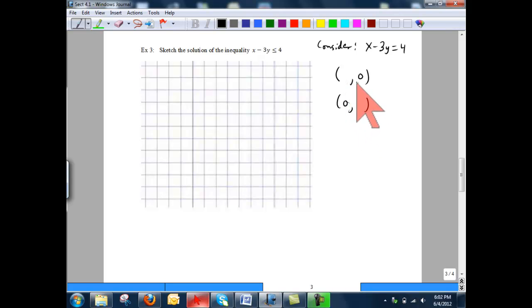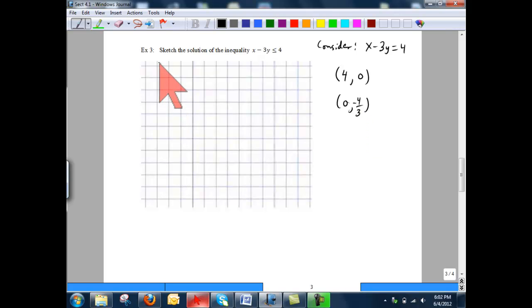For the x-intercept, y is 0. So if I come back here and set y equal to 0, I see that x is 4. And for the y-intercept, I set x equal to 0. If I come back to the equation and set x equal to 0, I see that y is, okay, take 4 divided by the negative 3, minus 4/3.